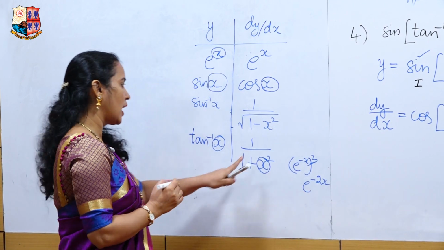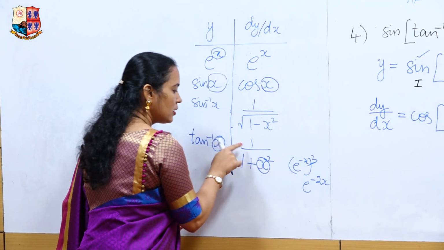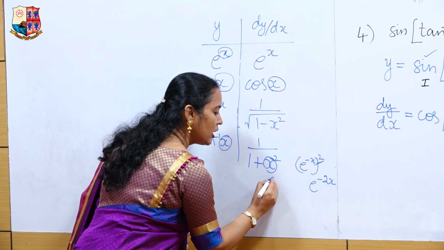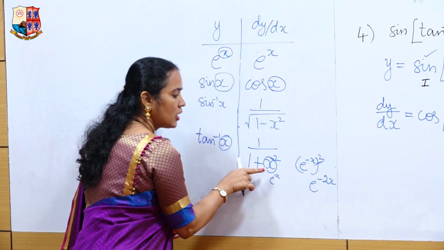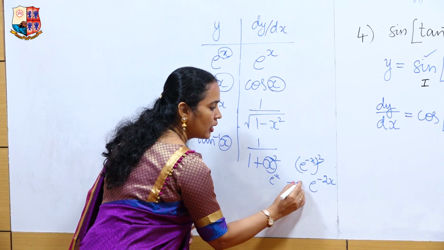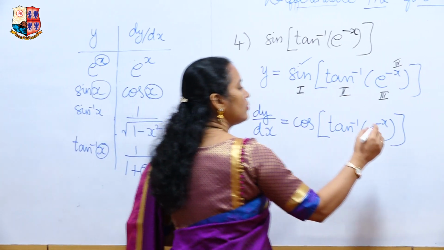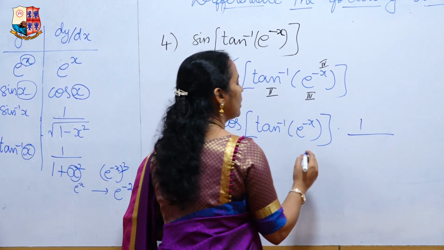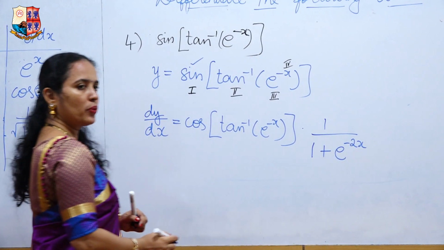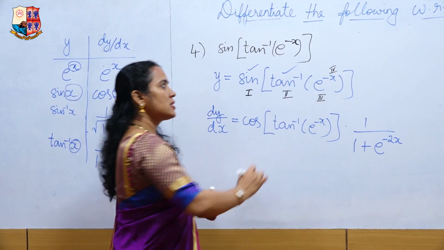Hope you understood this. I will repeat. Derivative of tan inverse x is 1 by 1 plus x square. In the place of x you have e to the power minus x. So it will be e to the power minus x the whole square, which is nothing but e to the power minus 2x. So write it as it is. Derivative of tan inverse of e to the power minus x will be 1 by 1 plus e to the power minus 2x. Got it? Done with tan inverse.